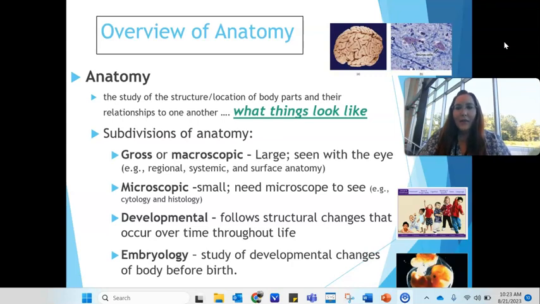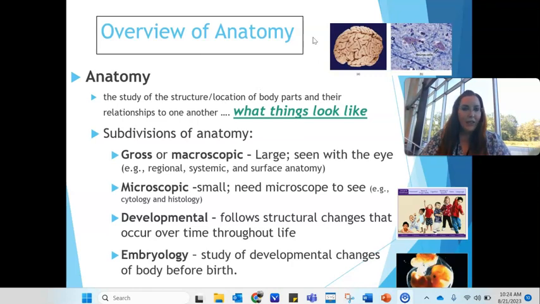Okay, so overview of anatomy. What does anatomy mean? It's the study of the structure and location of body parts. So it's kind of like, where is it? What is it? A great example of this is we will be learning about first different organ systems and different regions of the body for our very first unit. So it's the study of the structure or location of body parts and their relationships to one another.